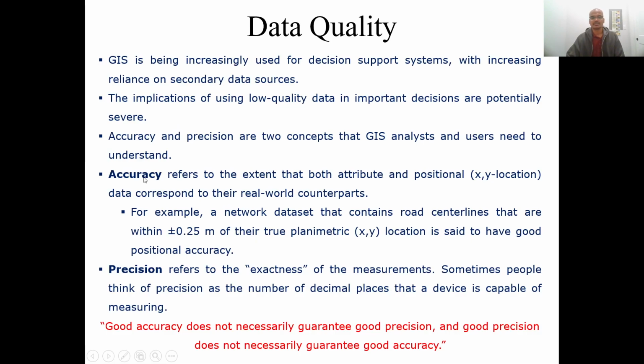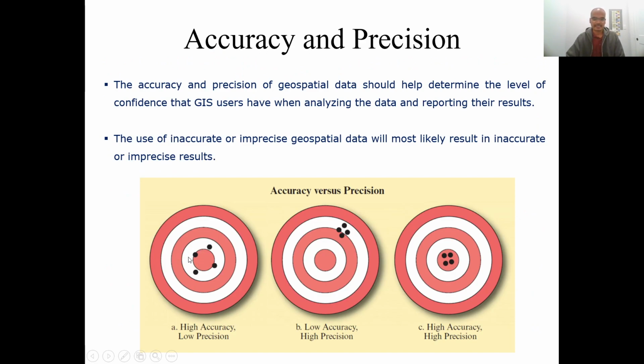While discussing data quality, technically we use two terms called accuracy and precision. Accuracy refers to the extent to which both the attribute and the spatial information, the XY information, correspond with their real world counterparts, whereas precision refers to the exactness of the data, how precise it is. For example, in this case, the data is accurate to the center, but it's not precise, as each time you enter or hit, it lands at different locations.